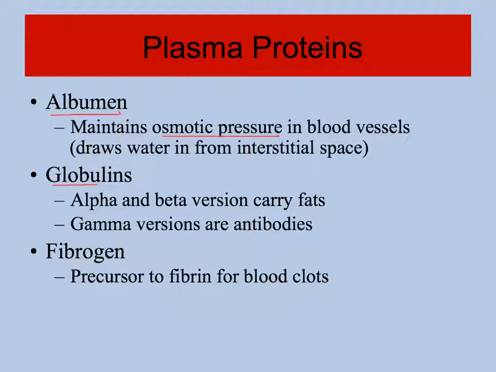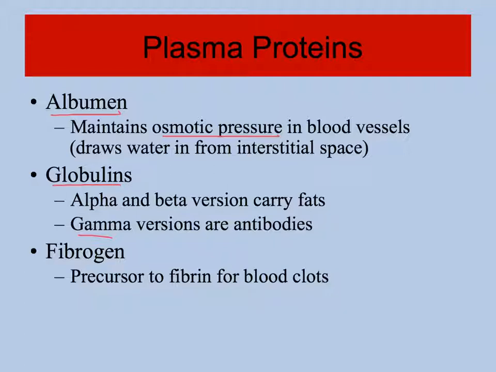Globulins, there's several types of globulins that are part of the plasma proteins. The alpha and beta globulins are involved in carrying fat, because fat is, of course, nonpolar. It doesn't want to dissolve in the basically water that is plasma, and so you need a carrying molecule. And then you have gamma globulins, which are involved as antibodies in our immune response.